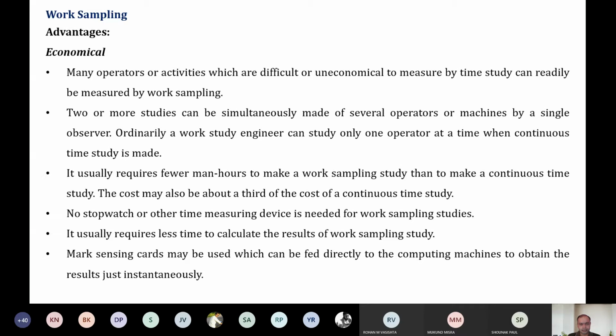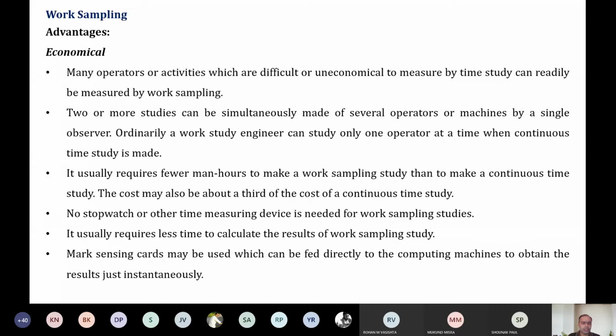And imagine, an observer can observe two people at a time. Rather than observing a single person, he can simultaneously handle two employees. It's going to consume fewer man hours in conducting this study. And if your area is wider, the conventional technique will not be useful anymore. You don't require a stop clock, the conventional stop clock method, because you're going to video record, and you're going to be very close to him, and it requires less time to do these calculations.